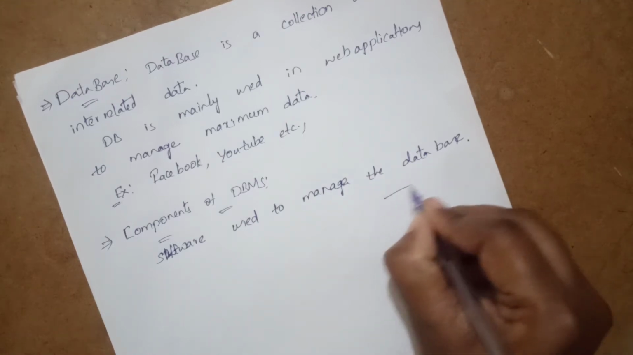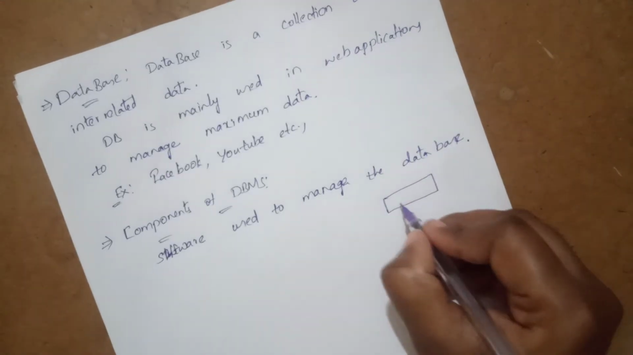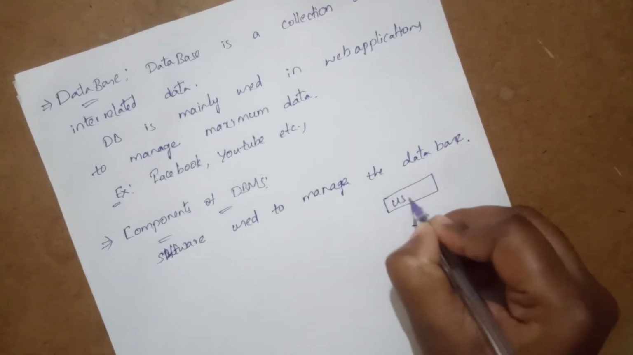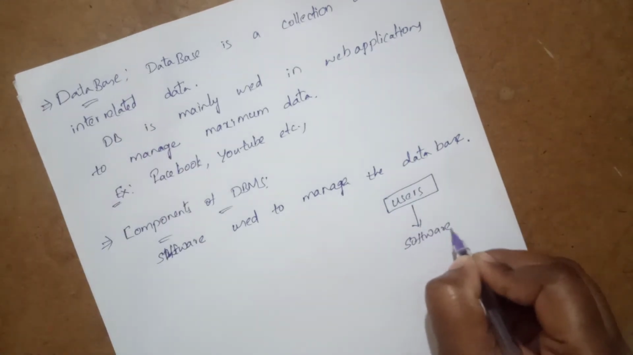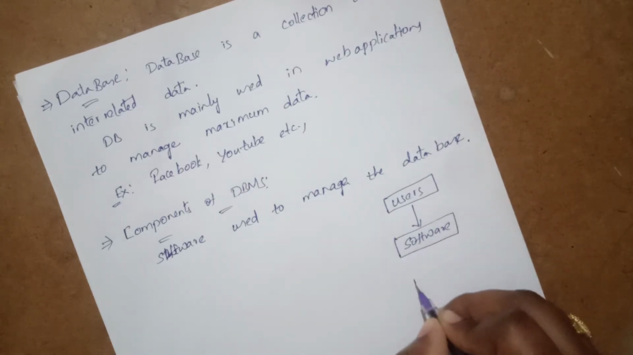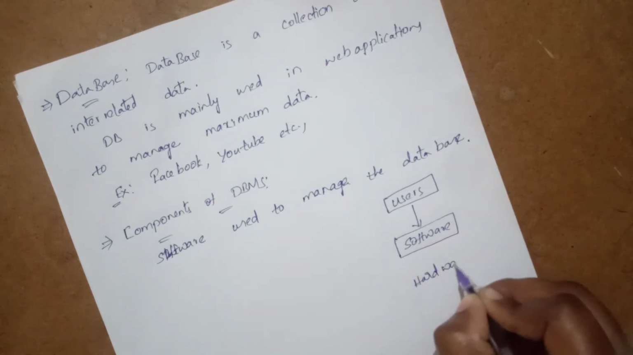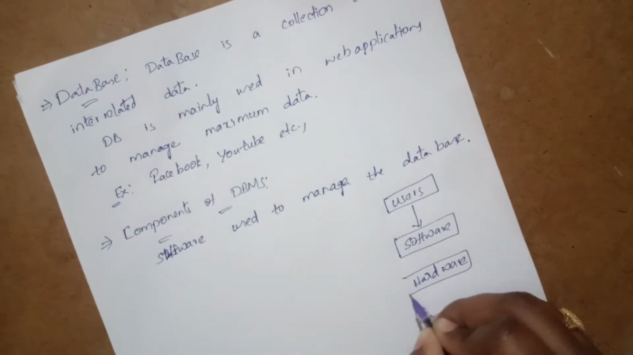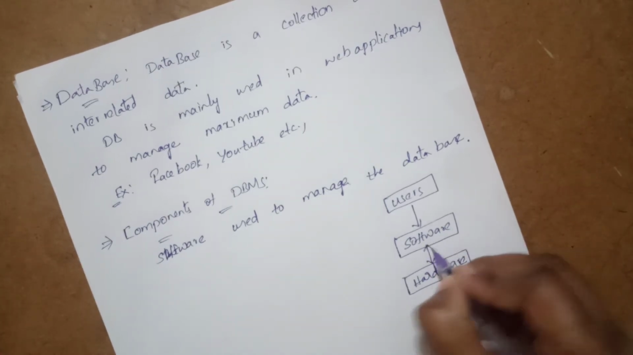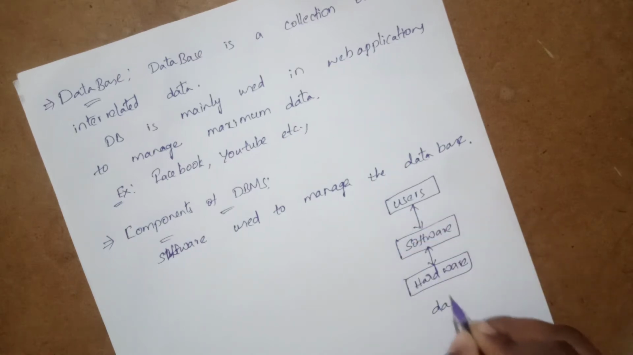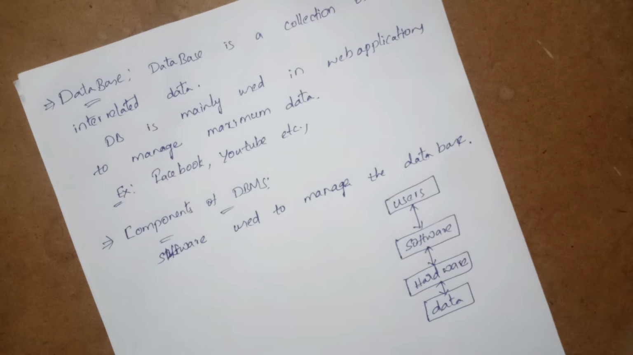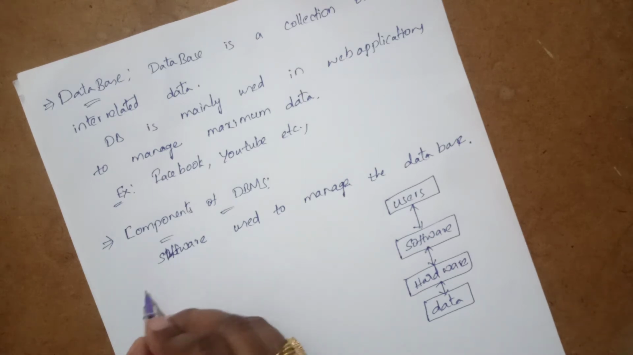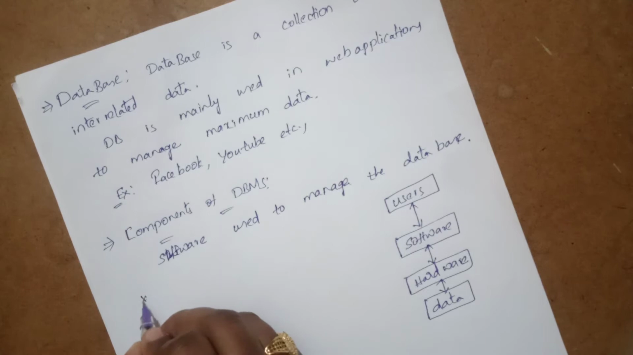And next, coming to the components: users and software, hardware, and the next one is data. To retrieve the data, the users have to interact with the software and hardware. And the first component, users.